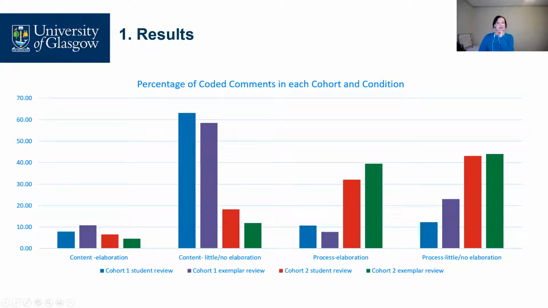I've done some very preliminary analysis on this, using a chi-square where I've looked at overall content, whether it's elaborate or not, and overall process for cohort 1 student review and cohort 2 student review, and there's a significant difference. So there's significantly more content comments for cohort 1 than for cohort 2. And then the same result when you compare cohort 1 exemplar review and cohort 2 exemplar review. So there seem to be some substantial differences in the student comments.